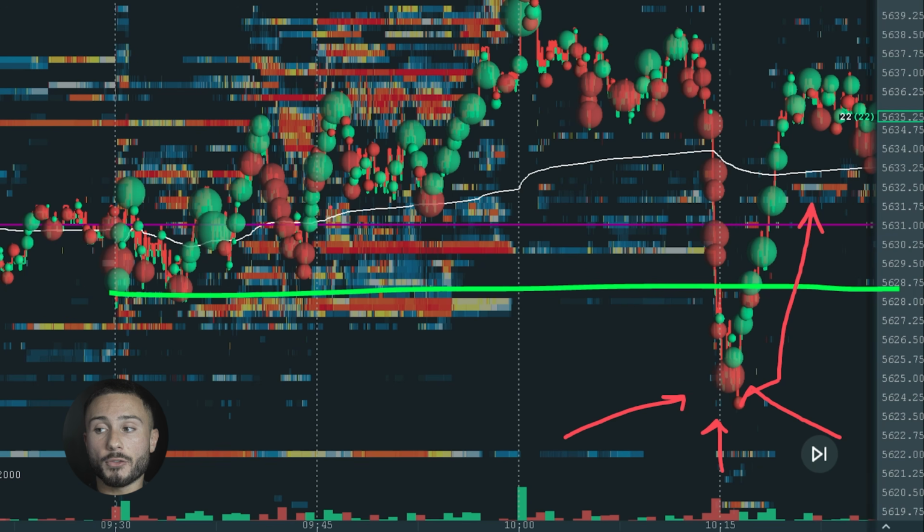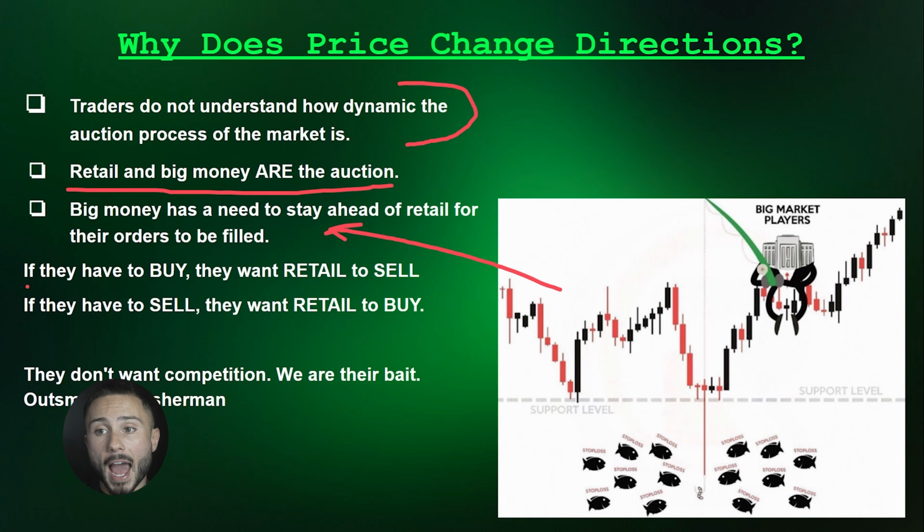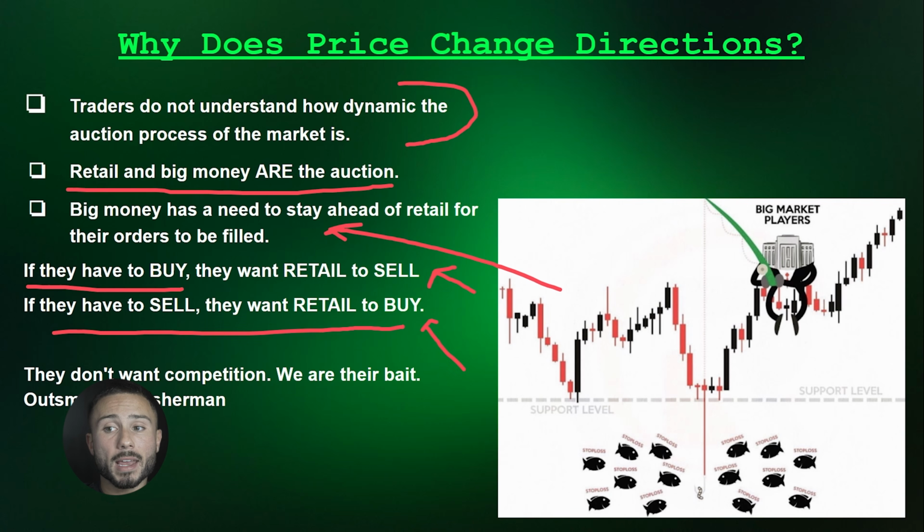Why this actually forms high volume right here is because smart money, big money, patient traders, call them what you will, are simply buying from everybody else who is selling, which is causing this volume spike. If smart money has to buy, they want retail traders to sell. This is why a lot of the times they're going to make selling look like buying or buying look like selling, because if they have to sell, they want everybody else to buy. They don't want competition. We are their bait. We have to outsmart the fishermen.